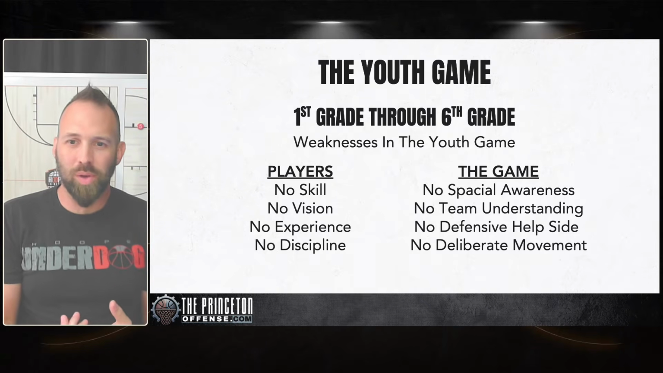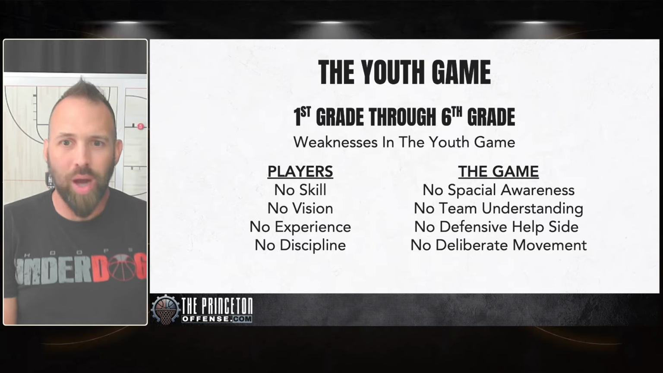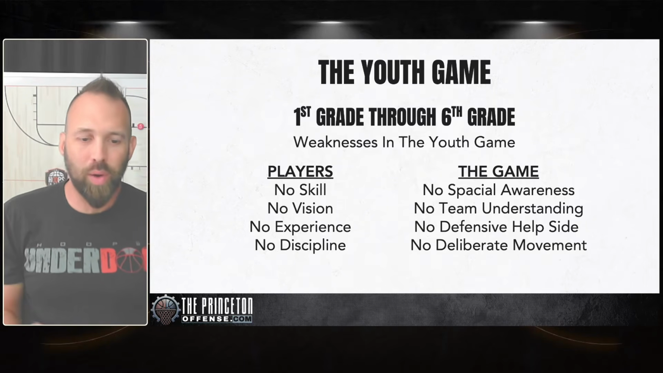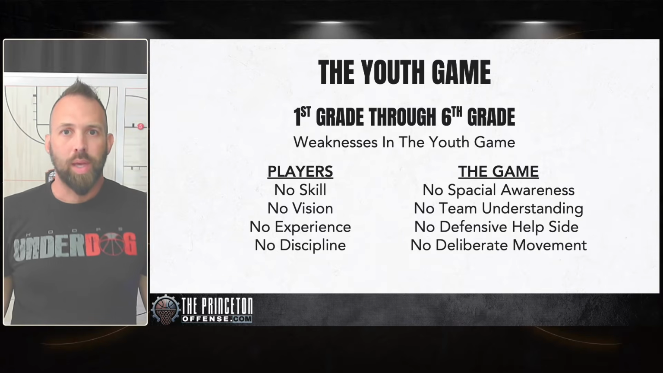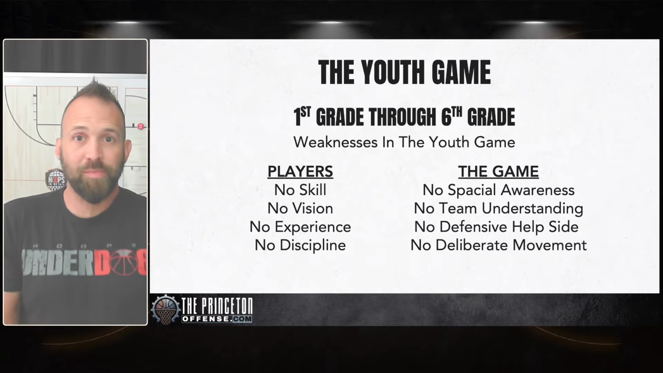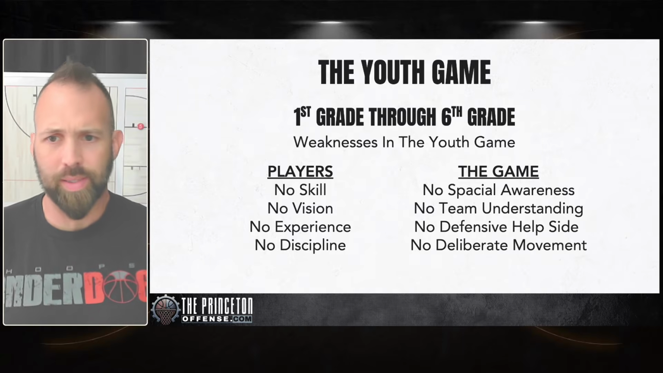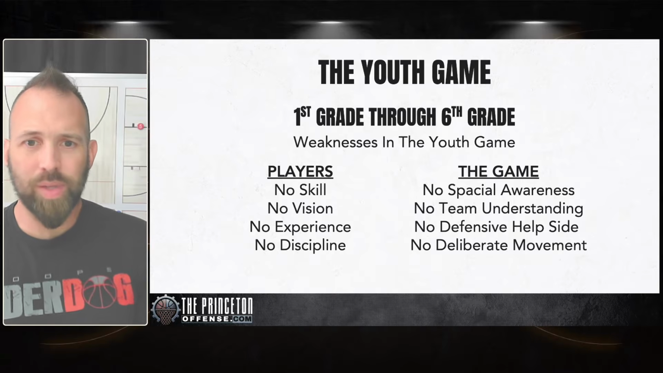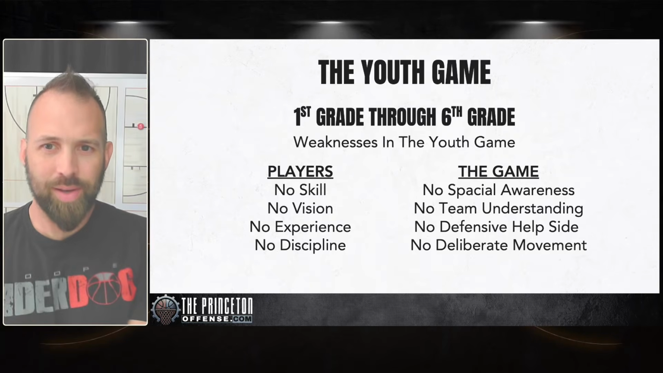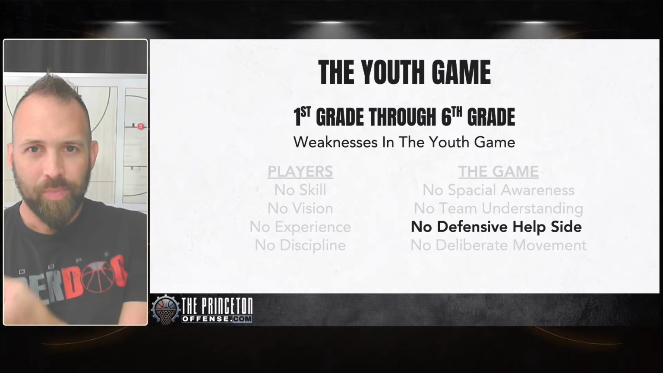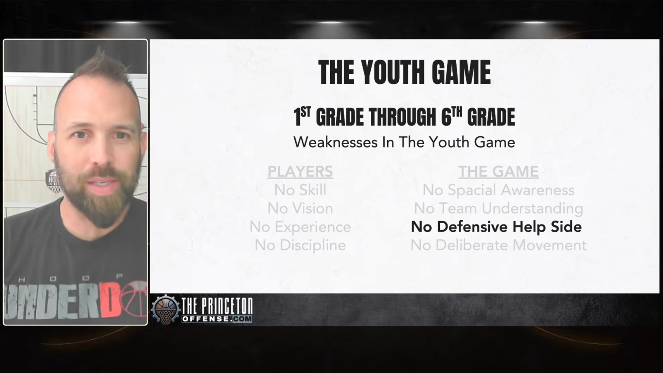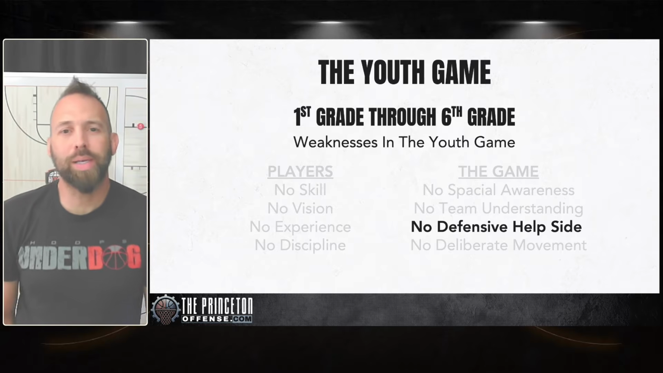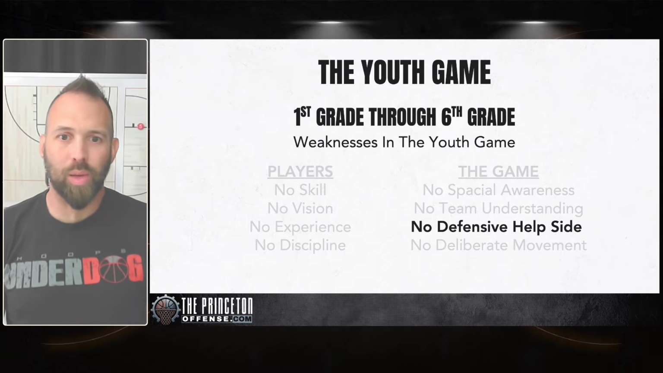They have no spatial awareness. They don't have a concept of understanding what we're trying to do as a team, as a unit. They don't understand, hey, we have 5 moving parts on the offensive end, and there's 5 moving parts on the defensive end. And the most glaring of all of these weaknesses on the player side and on the side of the game, for me, is there's no defensive help side. So when I'm thinking strategically, what do I want to teach at this level to give them the success that they want?